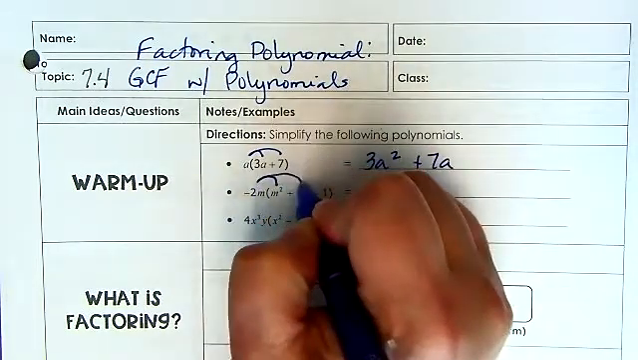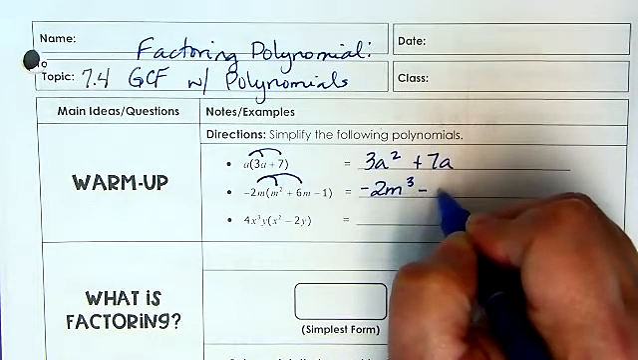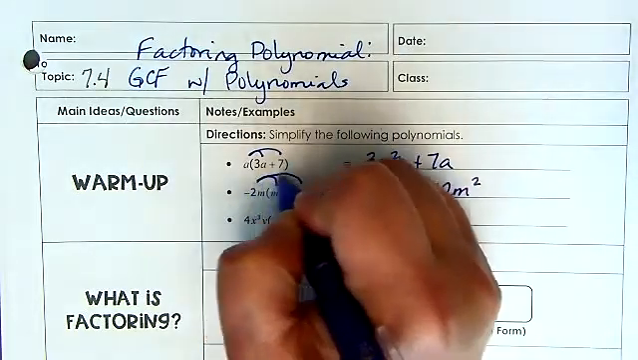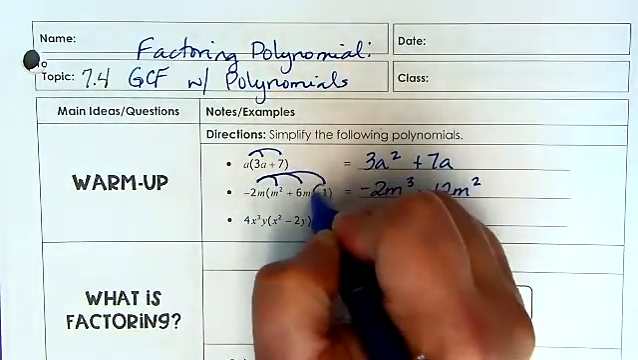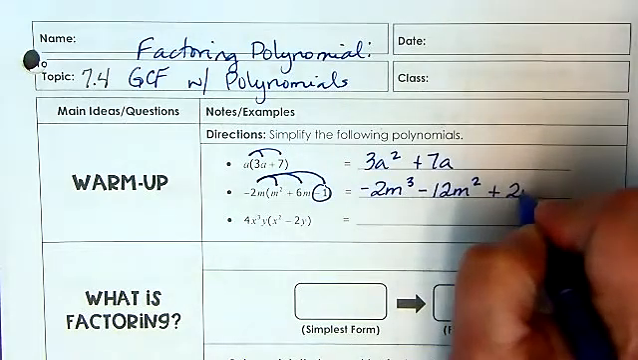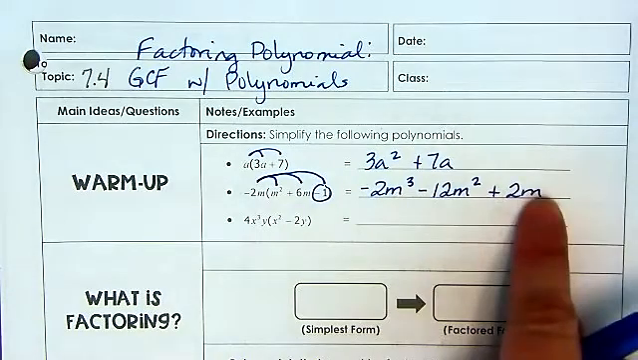Then I'm going to do 2m times 6m. And that's going to give me a negative, I keep saying negative 2m. It's a negative 12m squared. And then I'm going to do negative 2m times a negative 1. We've got to remember that's a negative 1. So this becomes plus 2m. And this is the polynomial.